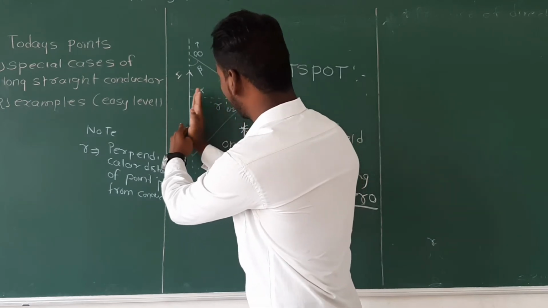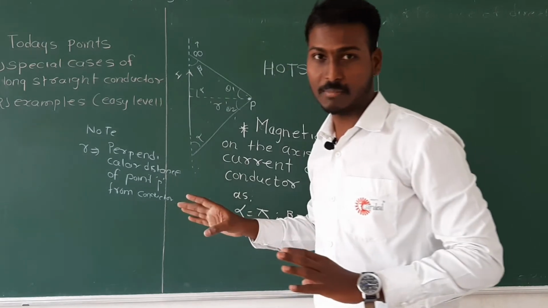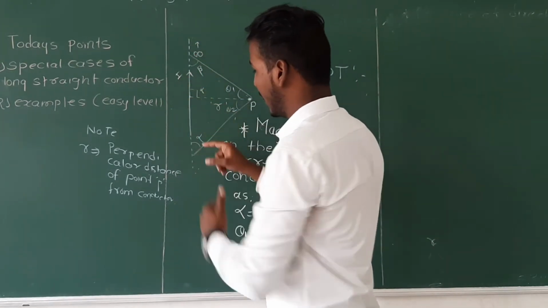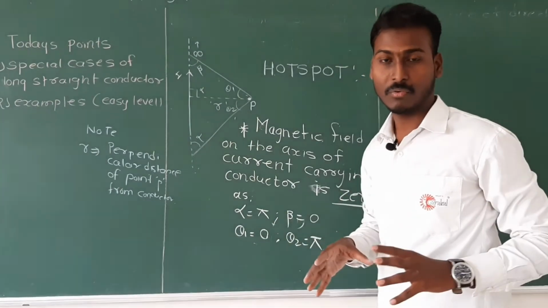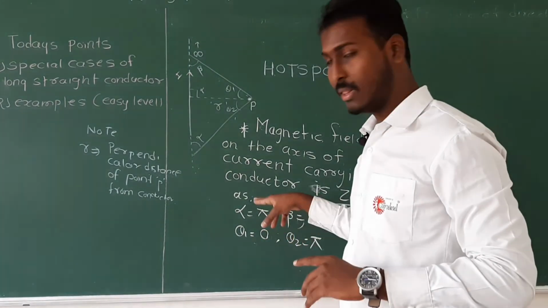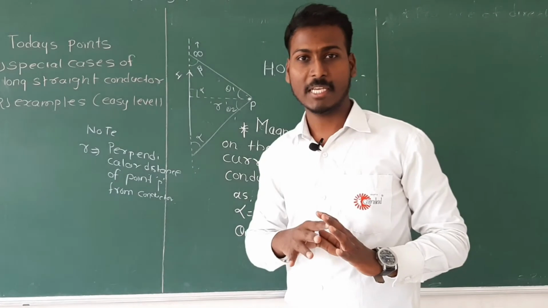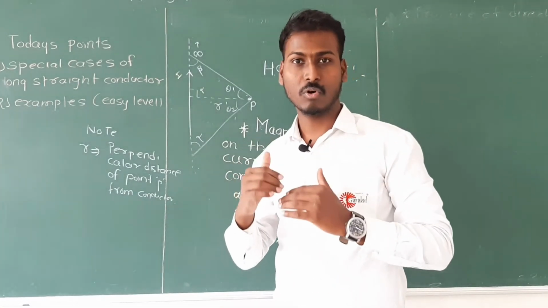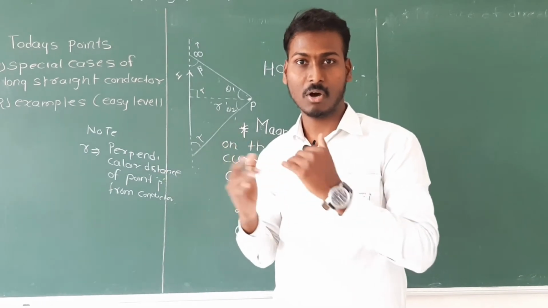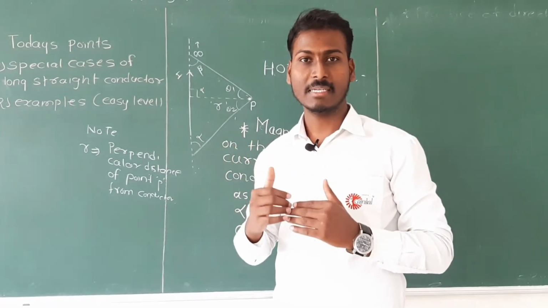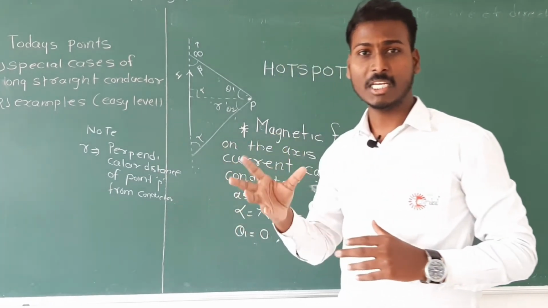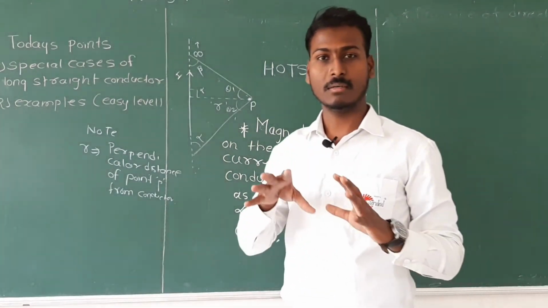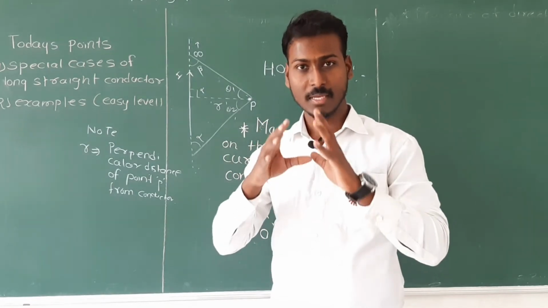So this point will coincide here, so theta 1 becomes 0. Similarly beta also becomes 0, and alpha and theta 2 become pi, 180 degrees. If you put all these values in any expression of magnetic field, which was like mu 0 upon 4 pi I by r (cos alpha plus cos beta), or mu 0 upon 4 pi I by r (sin theta 1 plus sin theta 2), in those expressions, if you put any values of alpha, beta or theta 1, theta 2, you will get the same result, that is B will be 0.